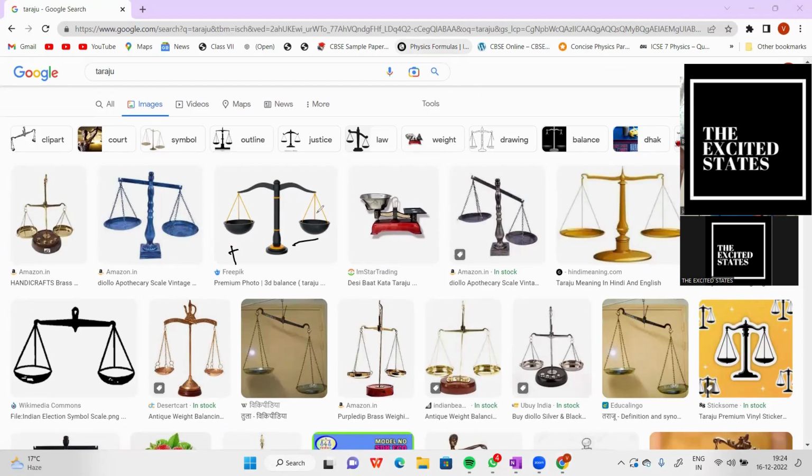In this positive terminal, suppose 6 electrons have been added. So what will happen? The weighing scale becomes what? Imbalanced, unbalanced, right?